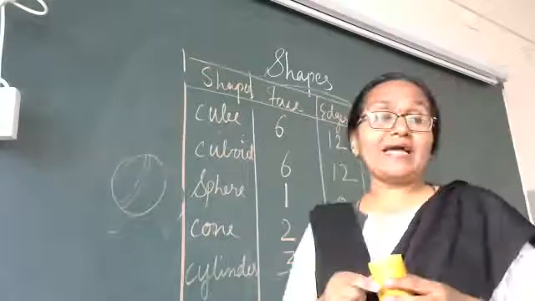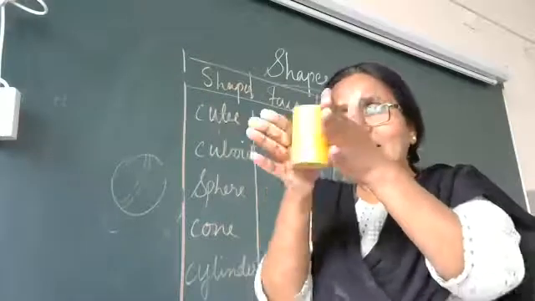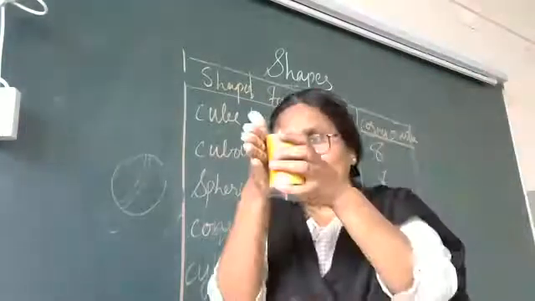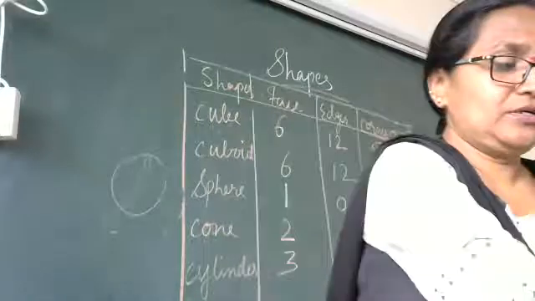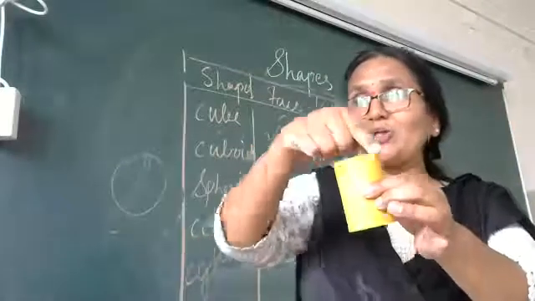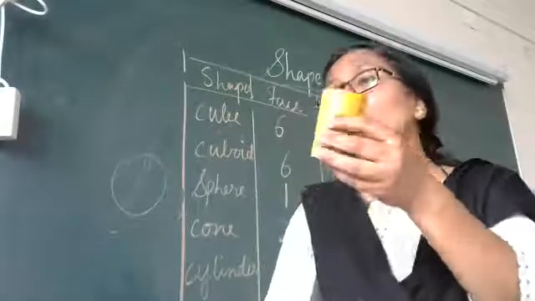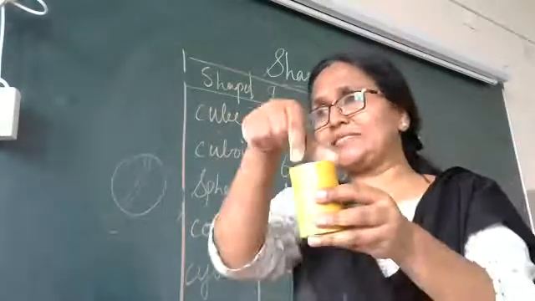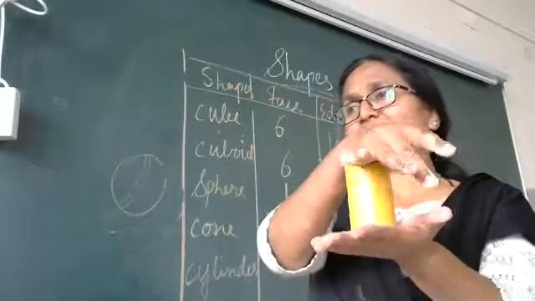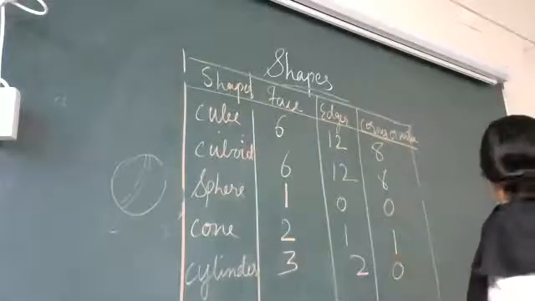Now it has got 2 edges. If I hold a cylinder in one hand and the other hand, you can see how the edges are. One edge, two edges. Has it got any corners? No corners, because here also it is a flat face and here also it is a flat face. So no points are there to join anywhere, because the base is flat and the top is also flat. So there are no corners or no vertex. So it will be 0.